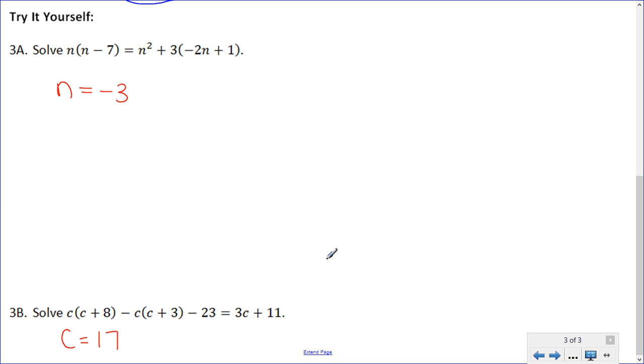and if you can't find where your mistake is, send me an email so that we can see if we can figure that out together. All right, that is it for these two sections.